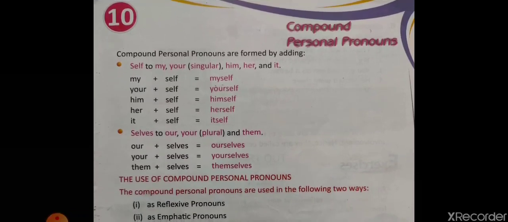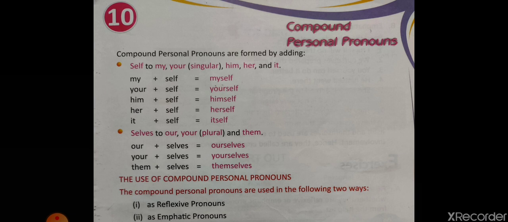Before I teach you what compound personal pronouns are, let me first teach you what compound words are. I know that you have already studied compound words in your class first, second and third, but I just want to revise it with you. Compound words are basically those words that are formed with the addition of two different words. For example, butterfly. Butterfly is a compound word. How? Because butterfly is formed by using two different words: first is butter and another one is fly.